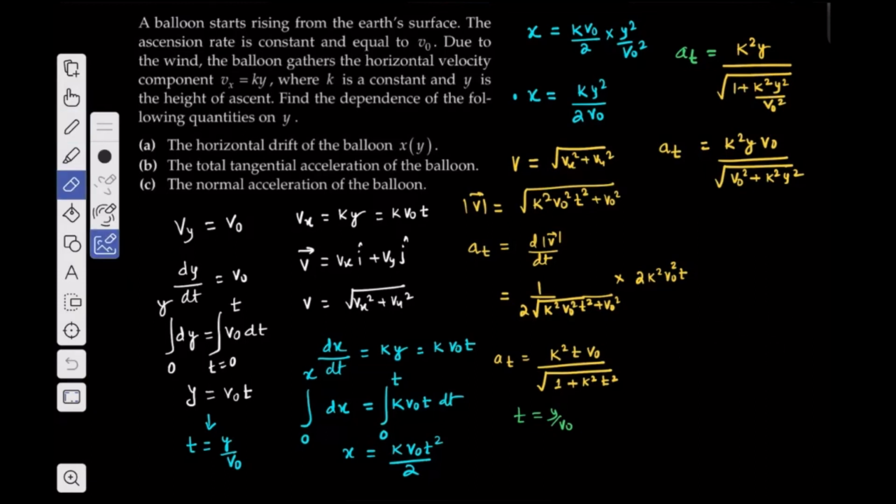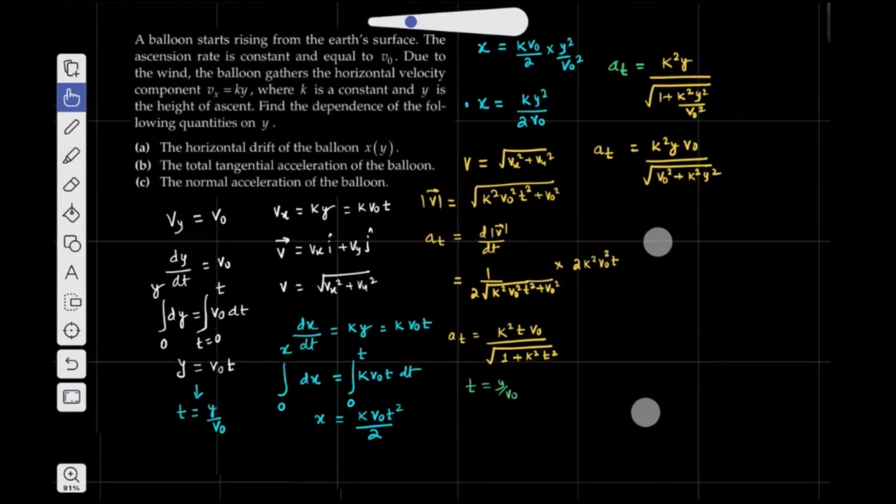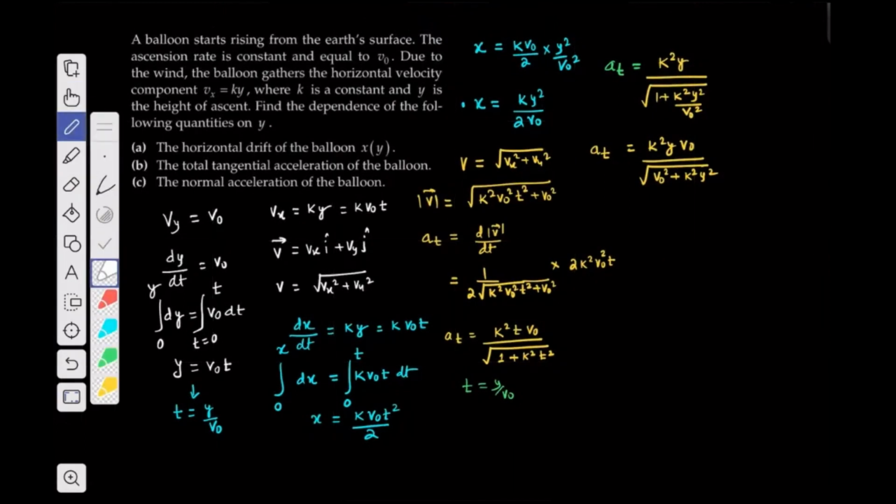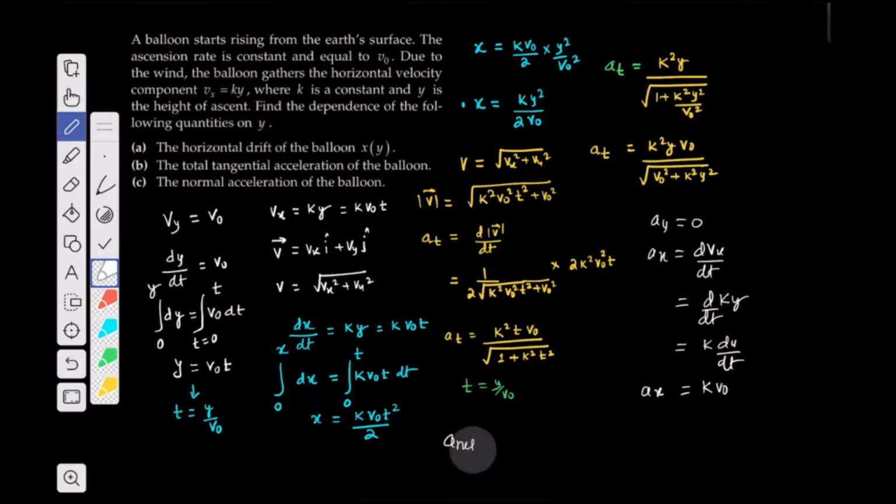So what I have is the acceleration in the x direction, and in the y direction it is 0. Acceleration in the x direction is dvx by dt, and that will be d by dt of ky. K constant will come out, so k into dy by dt. And what is dy by dt? That is v naught only, so k v naught. So a_x we know, a_y we know. So what is the net acceleration? We don't have anything along y, so the net acceleration is just along x, which is k v naught.